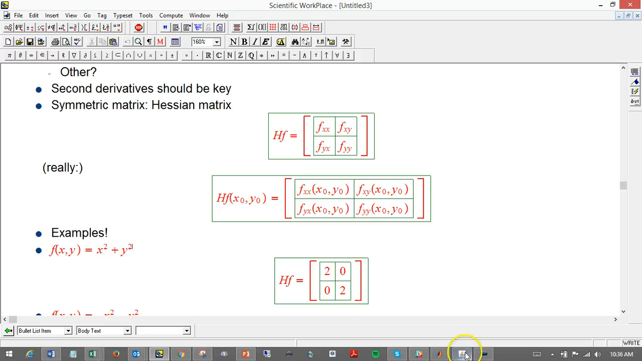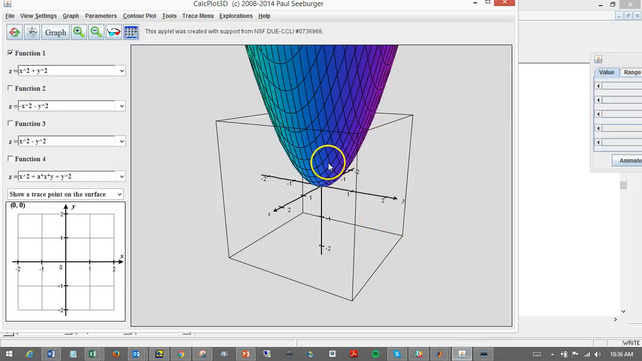And that's a case where we've seen that it's clearly a local min. Okay, not too shocking. The traces are x squared in one direction and y squared in the other. And of course, those are going upward. So there's really no shock or surprise there.